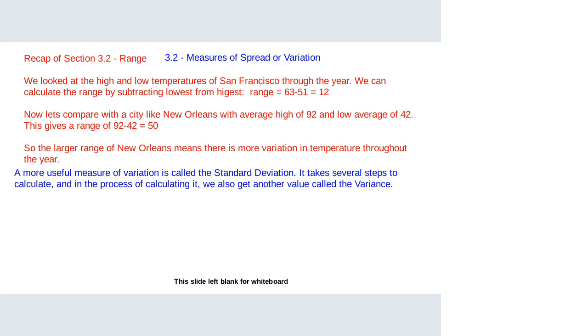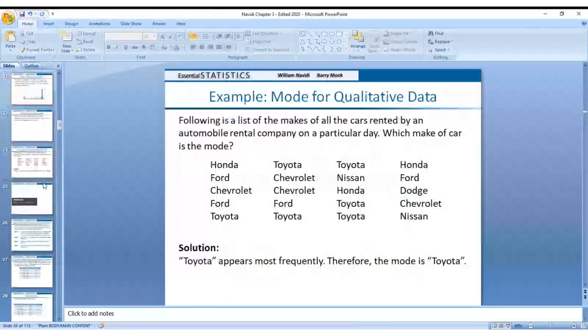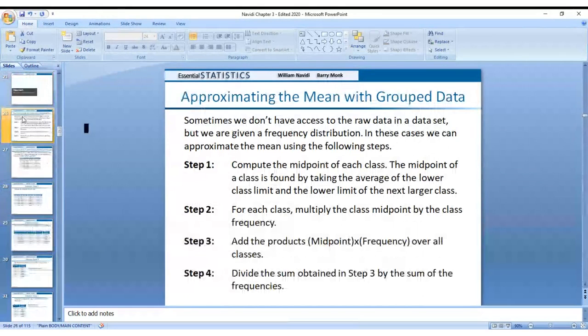I'll go through this example a little bit slower than I did, because why we say it's approximating the mean is because we don't have the original data when it's in a frequency distribution or a histogram. So let's just look at it. They break it down into steps here.